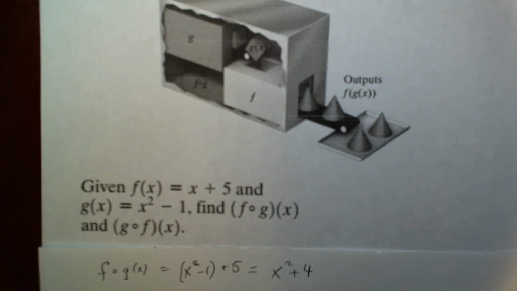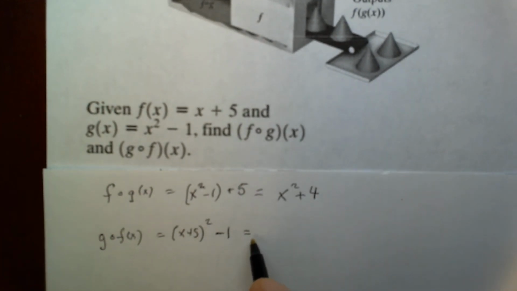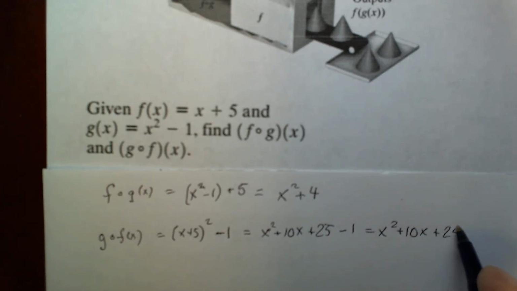And that's equal to x squared plus 10x plus 25, that's this expression evaluated, minus 1. So then the final answer is x squared plus 10x plus 24.